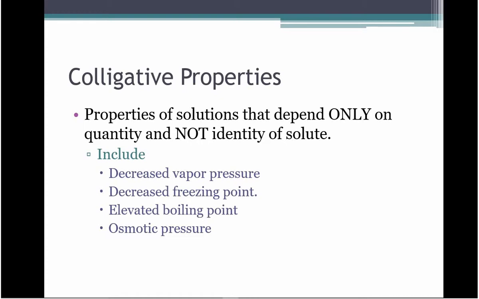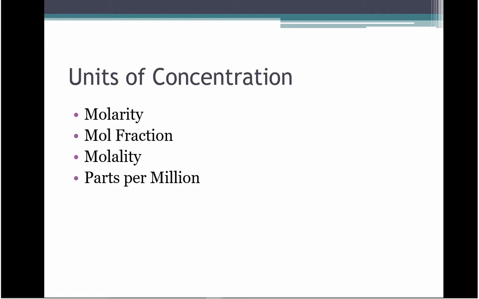So in terms of needing to know the quantity of solute that's present, we really need to talk about units of concentration. Now in 111 we focused on molarity. Molarity is really not a very good concentration value, so we're going to focus here on mole fraction and molality, and parts per million as well.